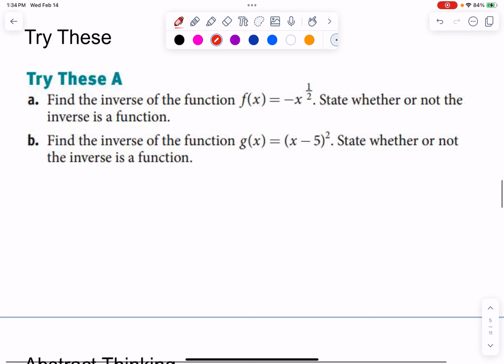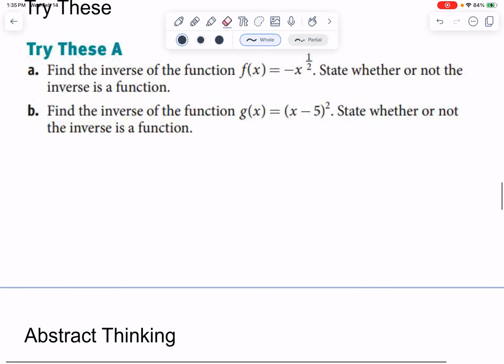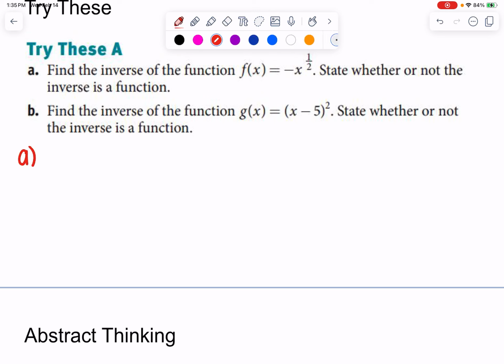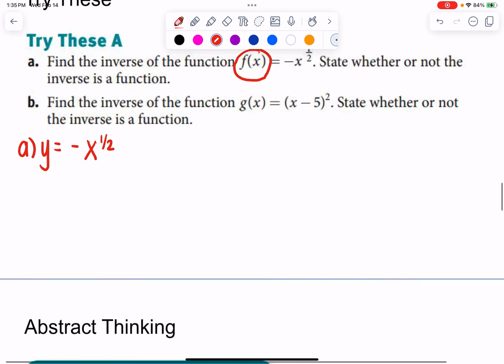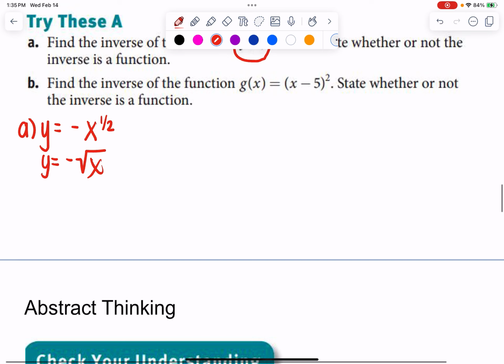Here's what we're going to do. It says find the inverse of the function negative x raised to the 1/2, and state whether or not the inverse is a function. For A, I'm going to replace f of x with y, so I get y is equal to negative x to the 1/2. This is also the same thing as y is equal to negative square root of x.